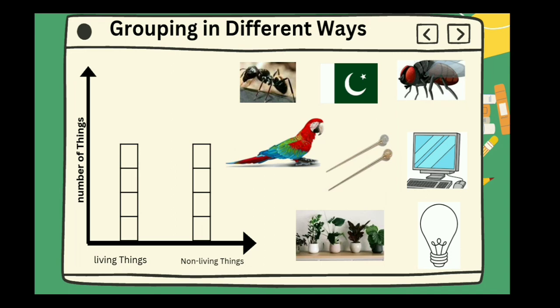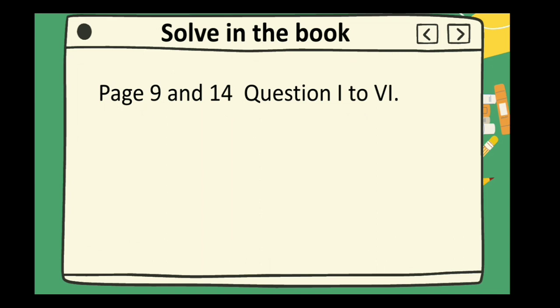Okay, here is a group of items. So we have an ant, a flag, a fly, a parrot, pins, computer, bulb, and flower pots. What you have to do is you have to classify them into two groups and complete this graph. The first bar is for living things and the second bar is for non-living things. Then do all the questions from page number 9 to 14, that is question number 1 to 6 in your book.